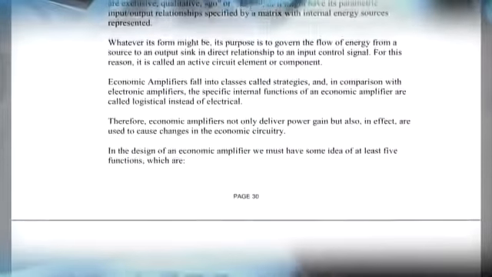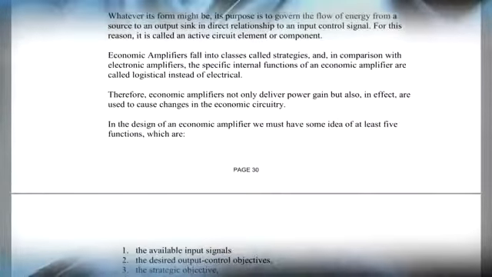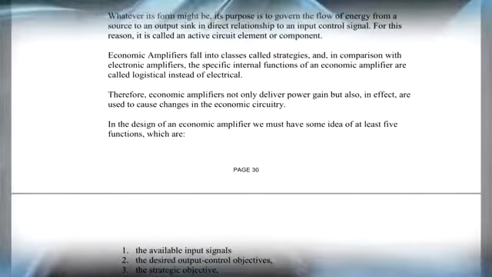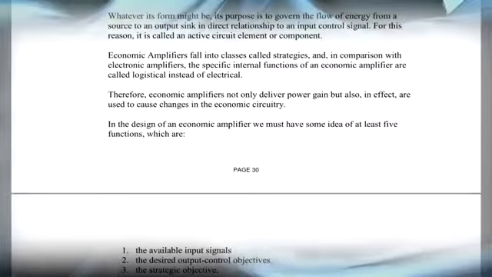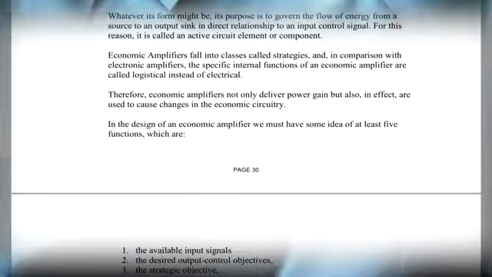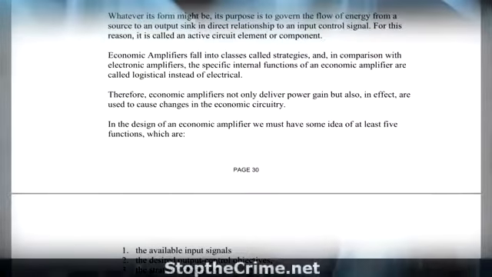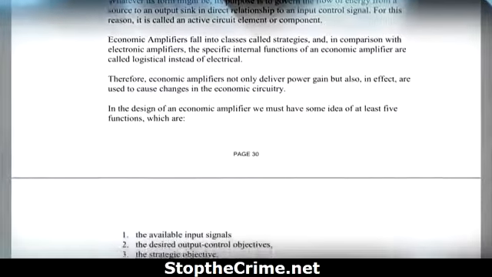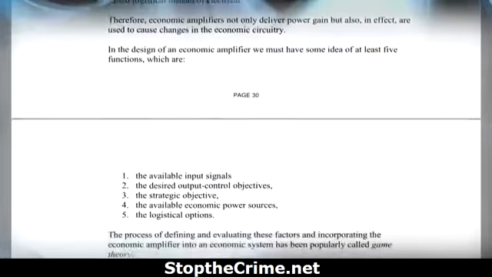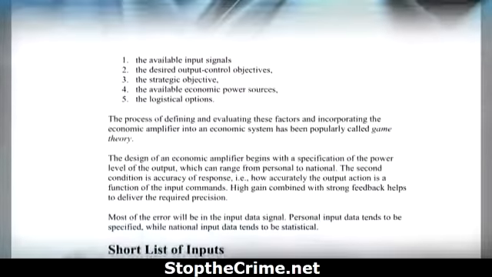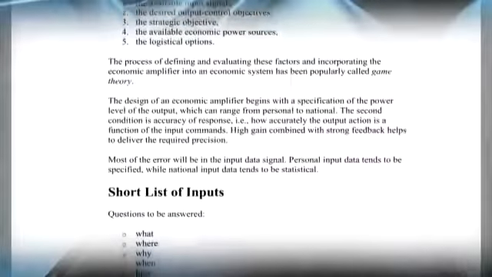Economic amplifiers fall into classes called strategies, and in comparison with electronic amplifiers, the specific internal functions of an economic amplifier are called logistical instead of electrical. Therefore, economic amplifiers not only deliver power gain, but also in effect are used to cause changes in the economic circuitry. In the design of an economic amplifier, we must have some idea of at least 5 functions, which are the available input signals, the desired output control objectives, the strategic objective, the available economic power sources, and the logistical options.